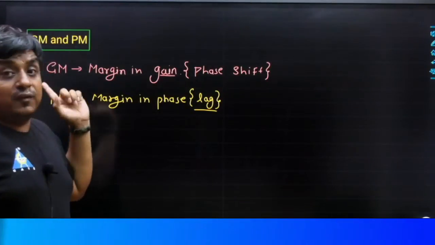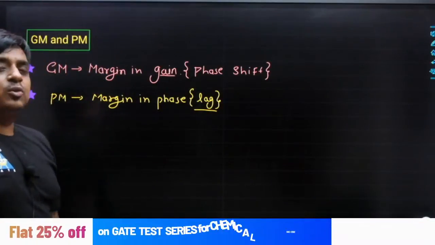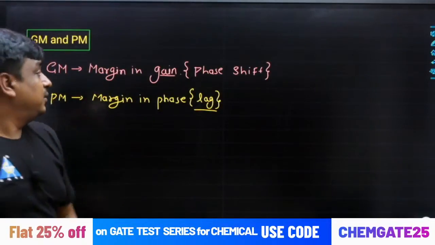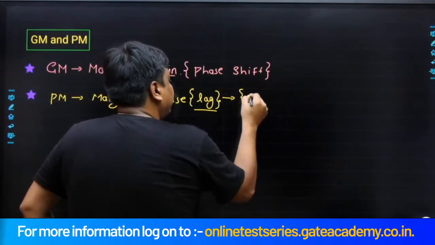Earlier, in case of gain margin, I was not able to introduce any phase shift, and similarly while calculating the phase margin, I should not be giving any gain within the system.